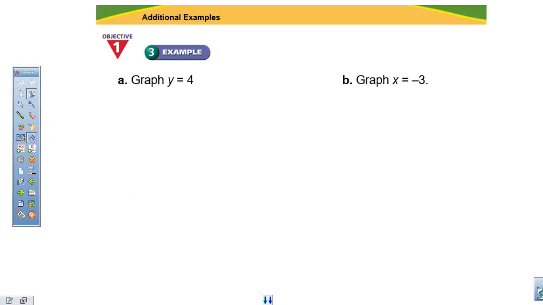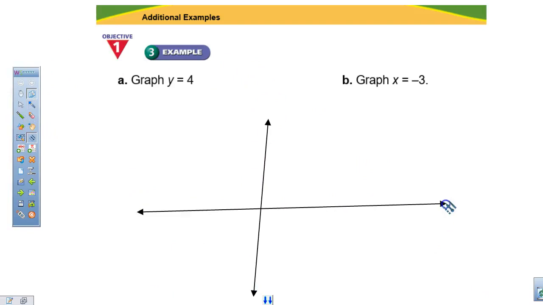And you guys were graphing these as well. So I'm going to go ahead and just make one coordinate grid for mine. You guys can just use your graph paper if you want to. All right. We have to graph the line y equals 4.